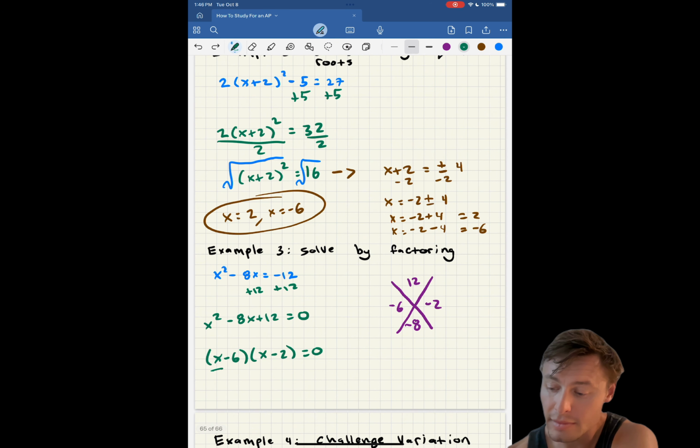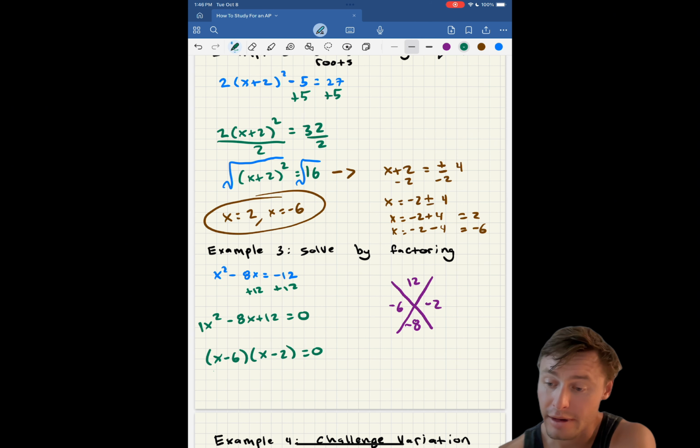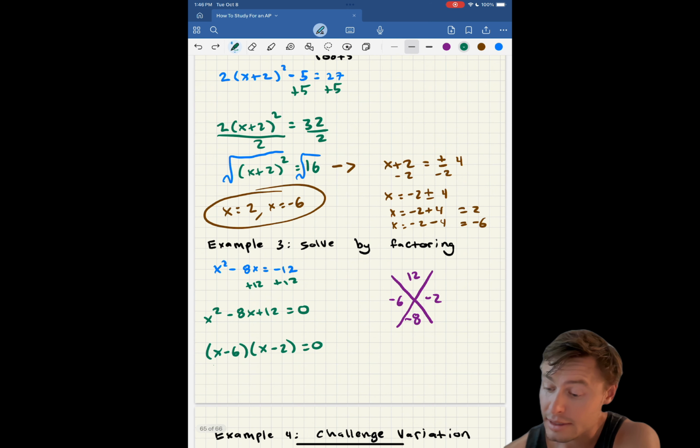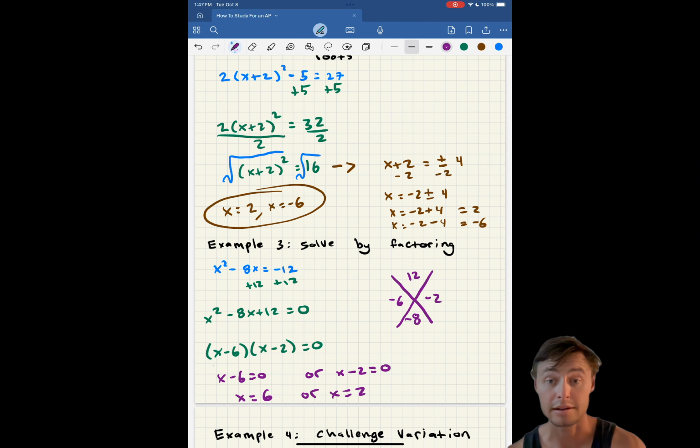Okay? Now that only works because my a value is 1. If my a value is not 1, there's an extra step that you have to do, which we'll talk about in a later video. Great, so from here you just use the zero product property, which says that if this times this is equal to 0, then either x - 6 = 0 or x - 2 = 0. So we get x = 6 or x = 2. And there's our two values that we got using factoring.